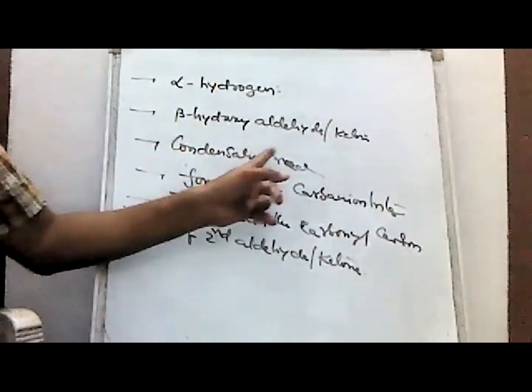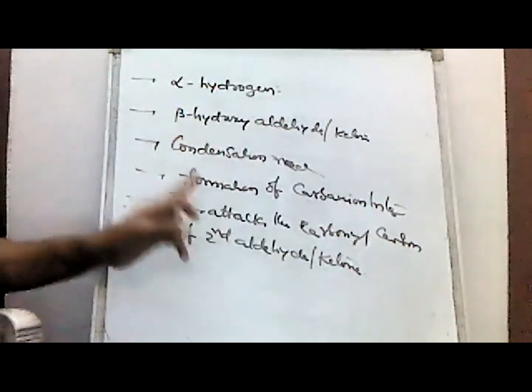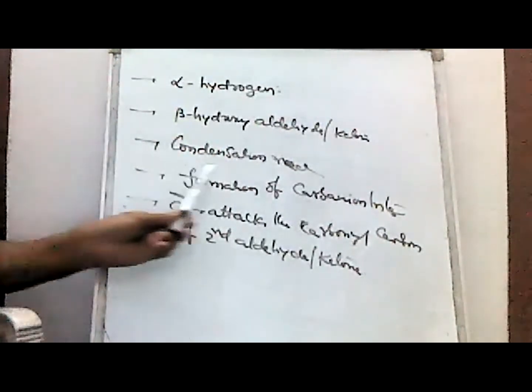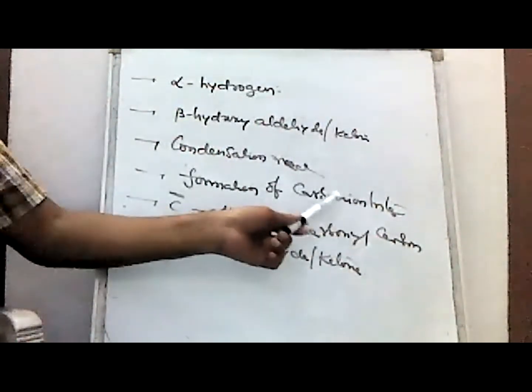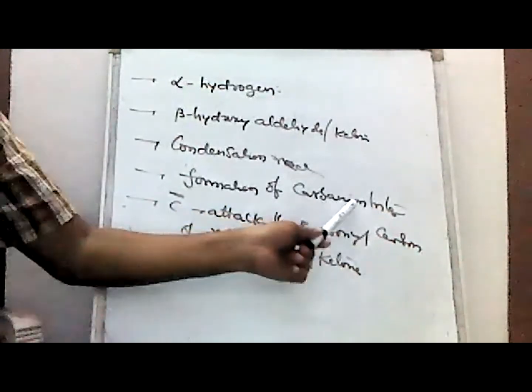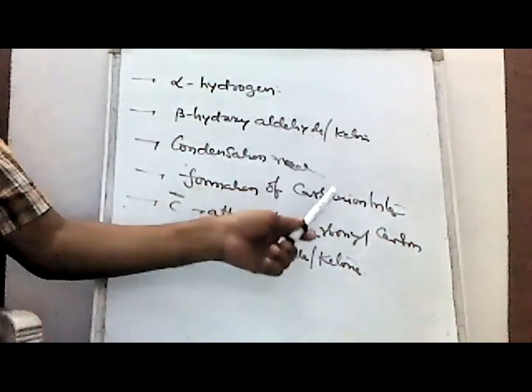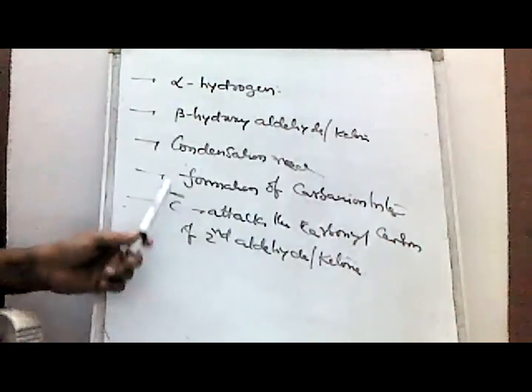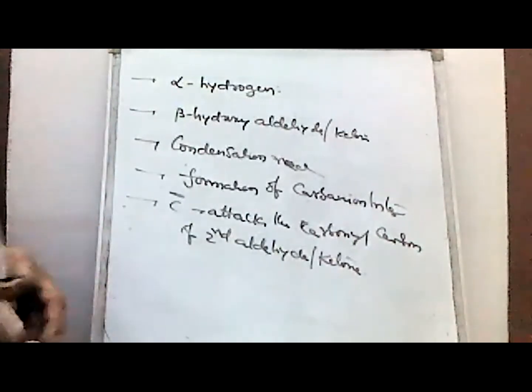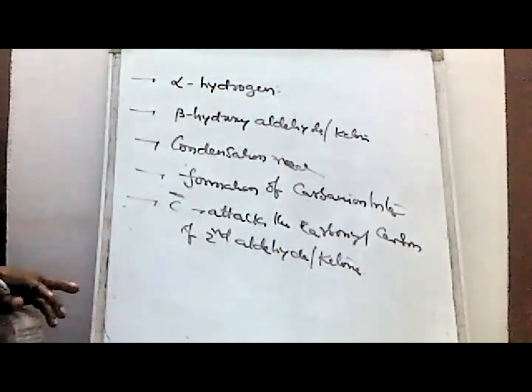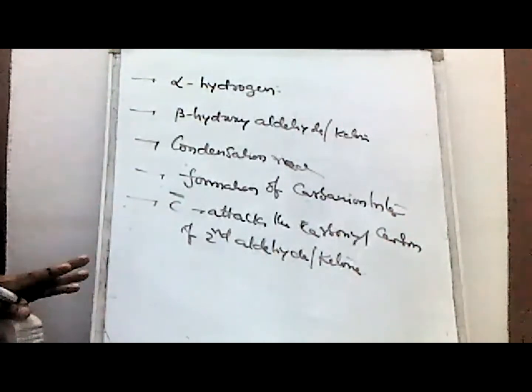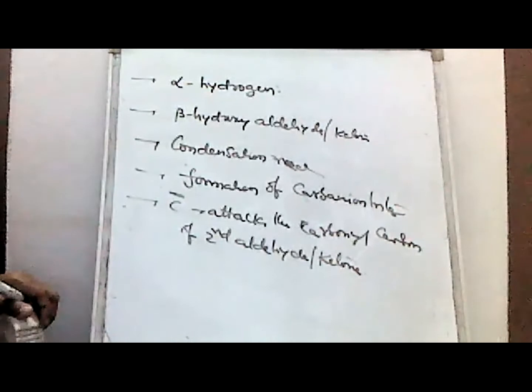It is an example of a condensation reaction. And the mechanism involves the formation of a carbanion intermediate. Negatively charged carbon, we call the carbanion. And this carbanion attacks the carbonyl carbon of the second aldehyde molecule. So this is regarding aldol condensation.